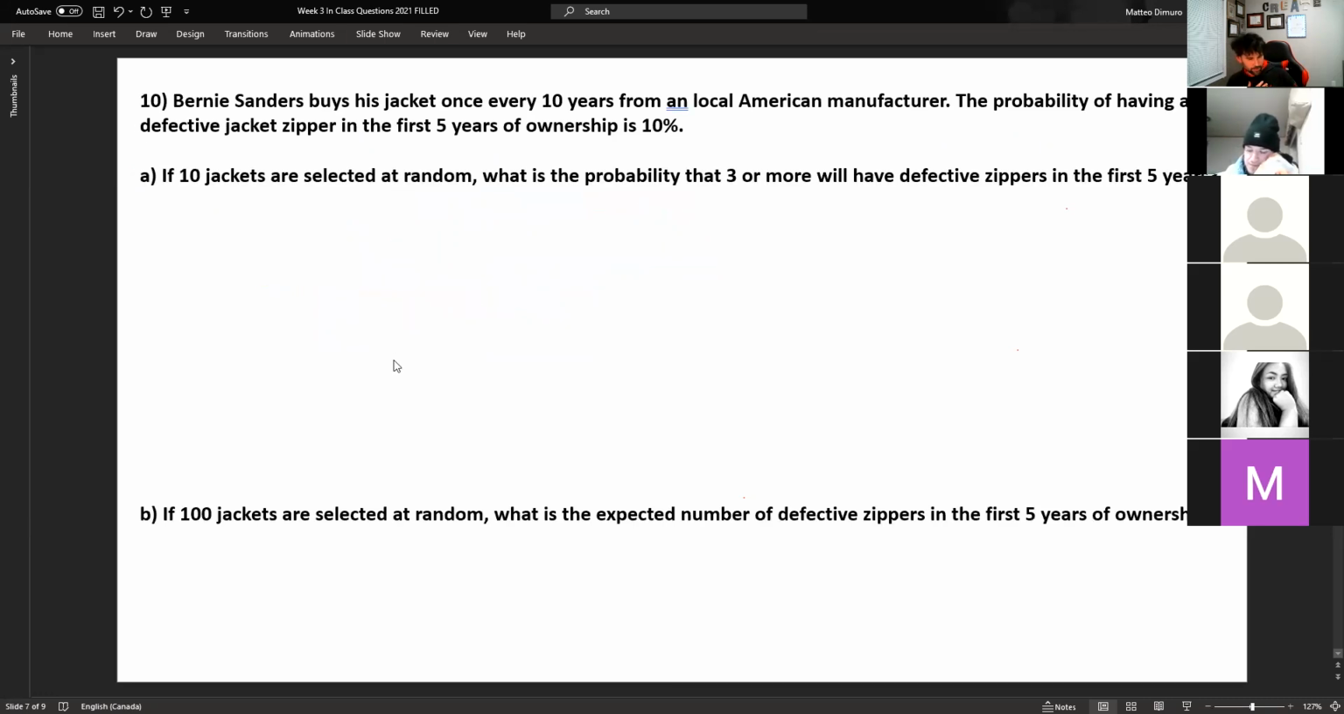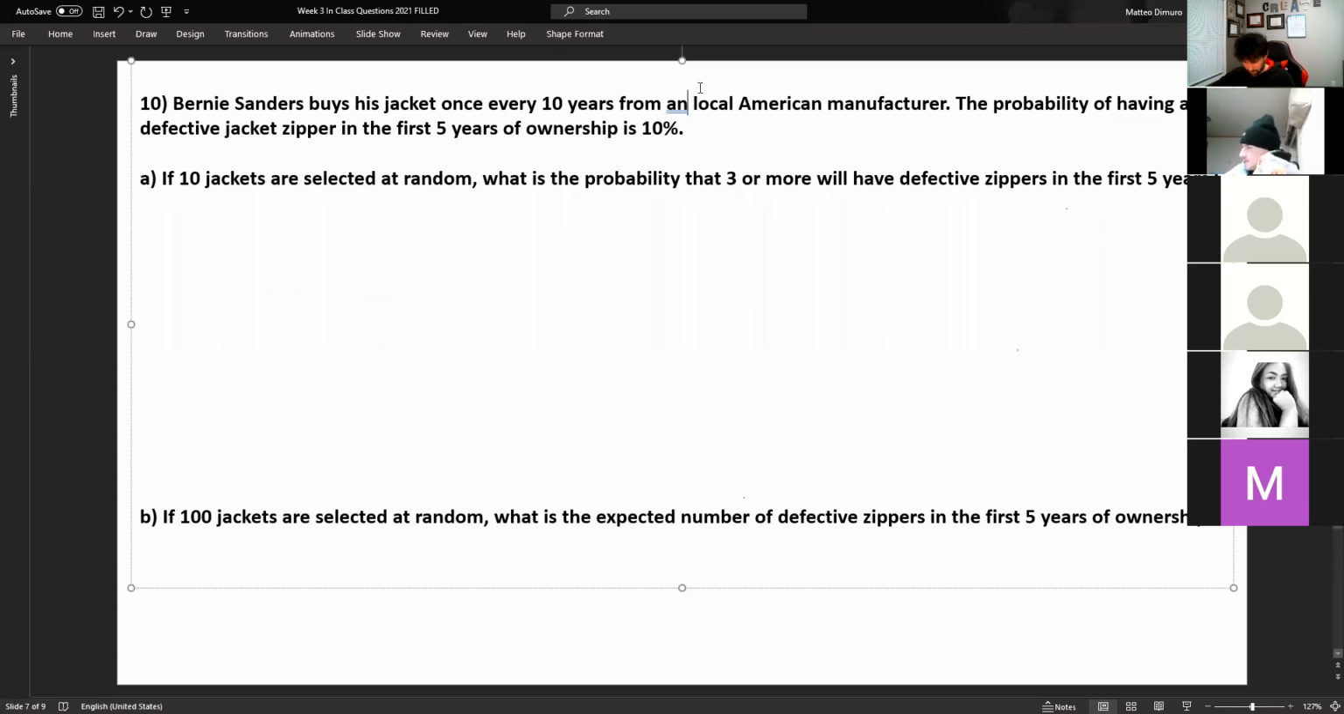So this one here, lots of work in this one, and complement rule comes in again, which is why I like it. I just love the complement rule. So Bernie Sanders buys his jacket once every 10 years from a local American manufacturer. So much for proofreading. Okay. The probability of having a defective jacket zipper in the first 5 years of ownership is 10%. All right.